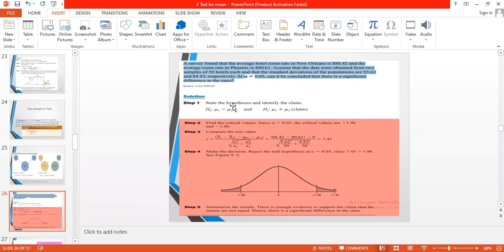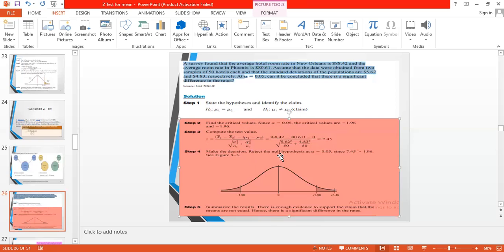Now state the hypothesis and identify the claim. This is our null hypothesis that there is no difference in the rates of the two hotels, that they are equal, and in the alternate hypothesis our claim is that there is a difference in the rates of the two hotels. Our alpha is 0.05, so our critical values are plus 1.96 and minus 1.96. Compute the test value. This is the formula which is used and the result obtained is 7.45.